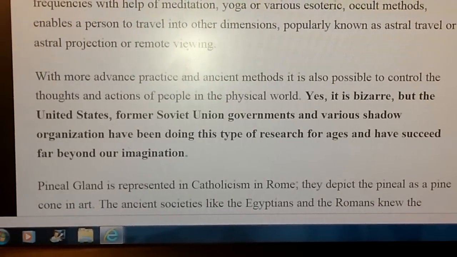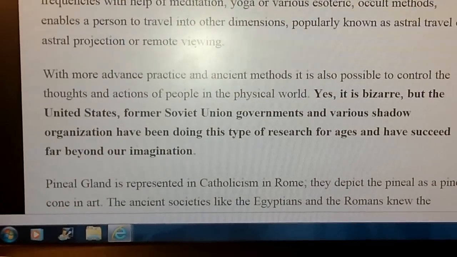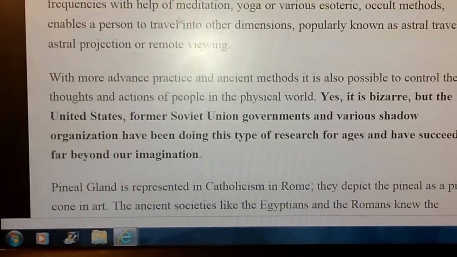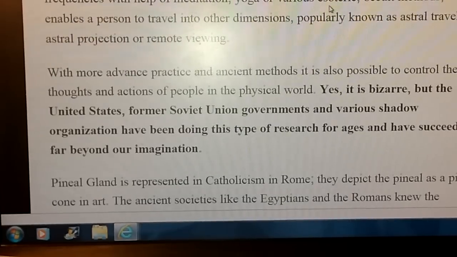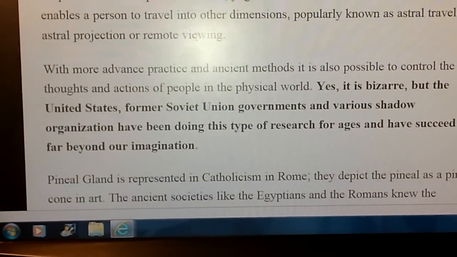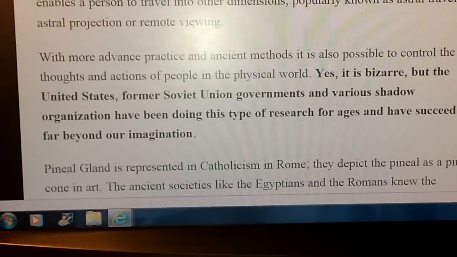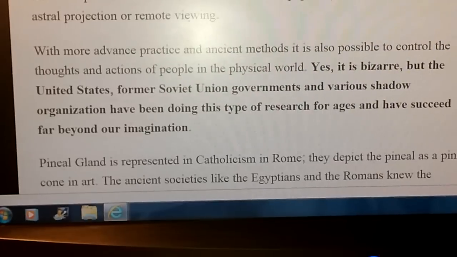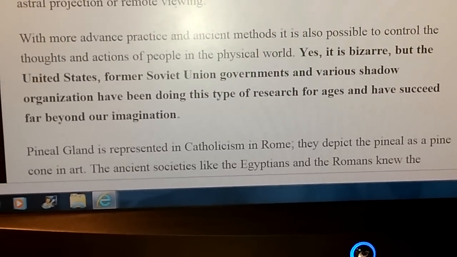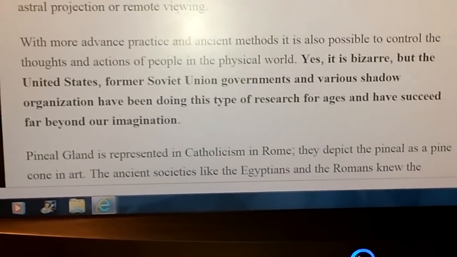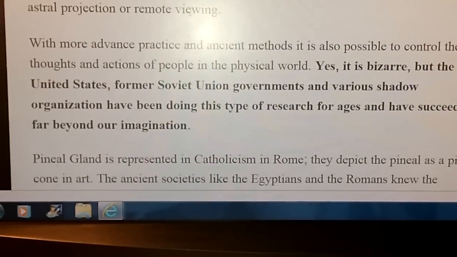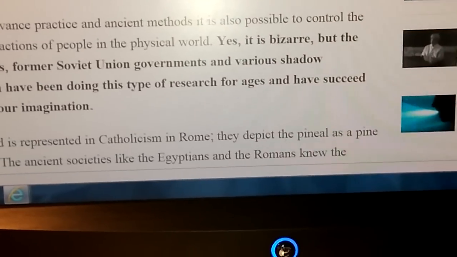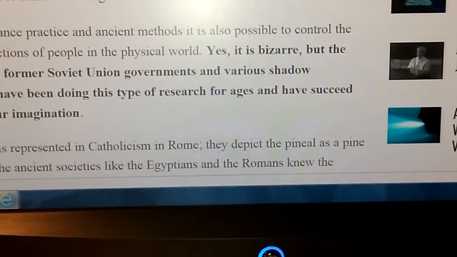Here we see mention of a pineal gland, once tuned into proper frequencies with the help of meditation, yoga, and various esoteric, occult methods. See, that tells you right there, you don't want to mess with this stuff. Meditation, yoga, and with yoga, let me tell you what I found. With yoga, you probably understand what I'm saying when I say they do this murmur or hum.